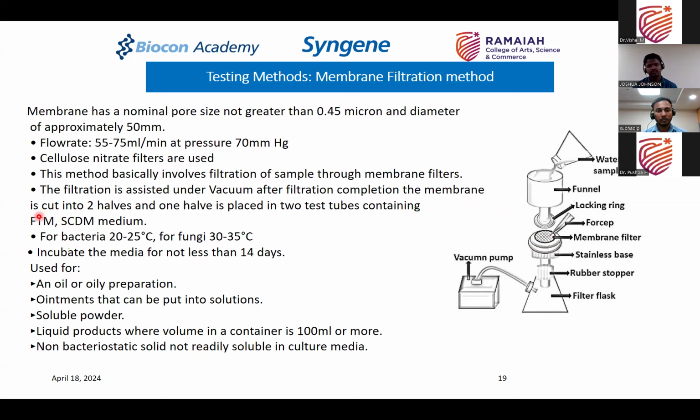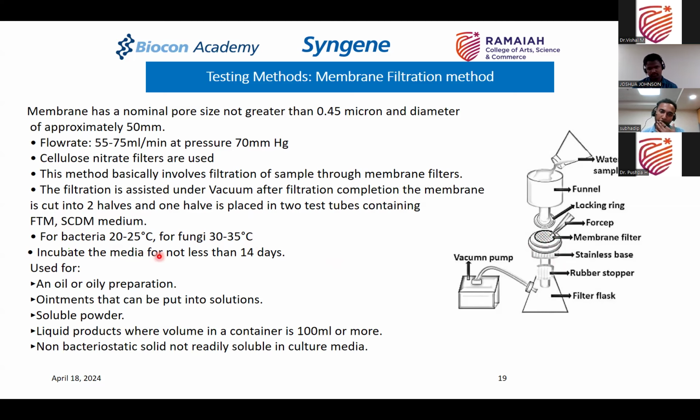FTM is preferable because both aerobic and anaerobic organisms grow here, and SCDM is the media used for seeing whether fungi are growing or not. So take that filter aseptically, cut it into two halves, and inoculate into the two different media. FTM is for bacteria, SCDM is for fungi.